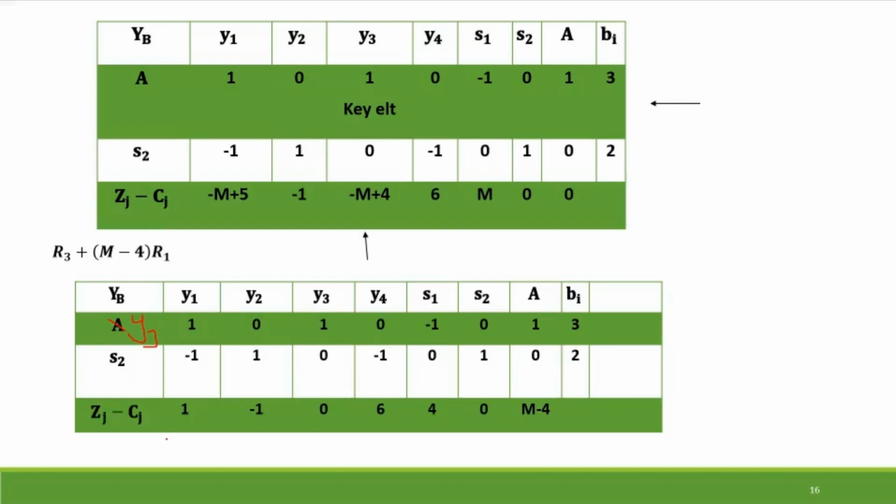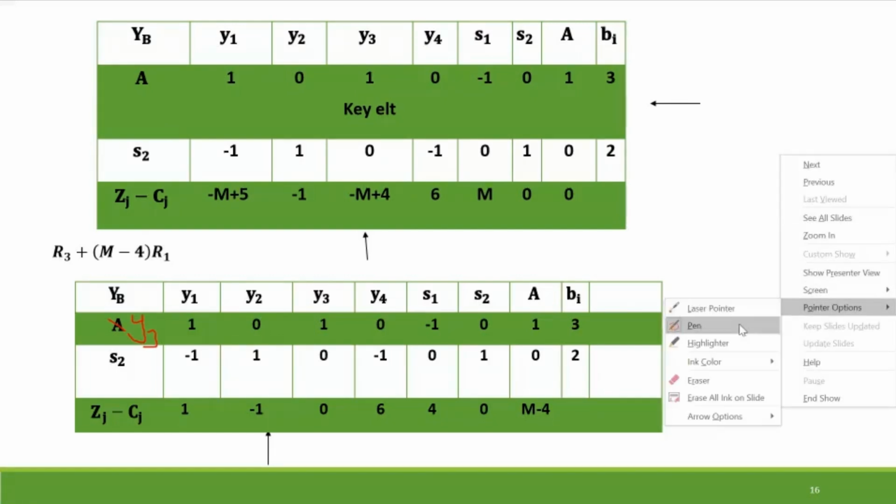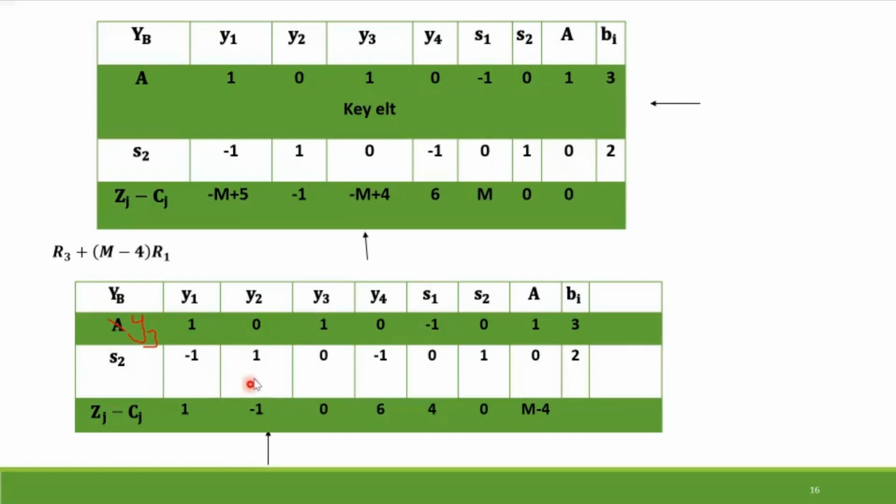zj minus cj. Again -1 is the most negative number. Again, the second row will enter. Again, there are only two elements in that column, so automatically one will become the key. This will become the key element. Even if the ratio is not calculated, you can make out that there is only one. This becomes the key element. Now make this element equal to 0. That is going to be the last step.